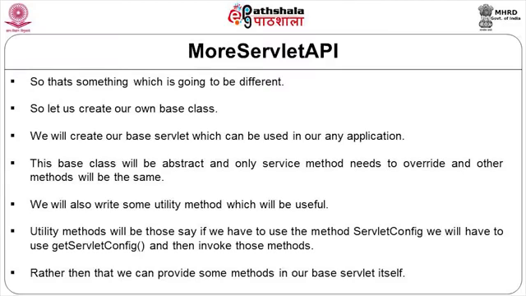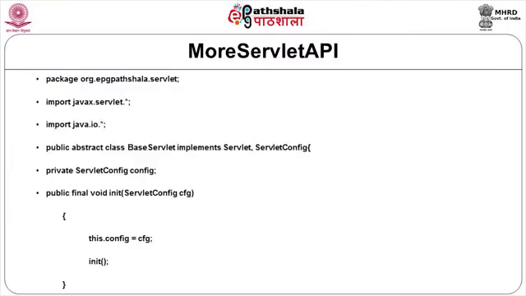So let us see how we can go about creating an implementation of a base servlet. Let us start with this implementation of a base servlet class. We can start with a similar package as what we did in the HelloServlet, so we start with the declaration of a package. We can keep it in the package called org.epgpathshala.servlet. Similar to what was done in the HelloServlet, here also we will need the same import declarations: import javax.servlet.*, and another import, import java.io.*. Those two things will be needed.